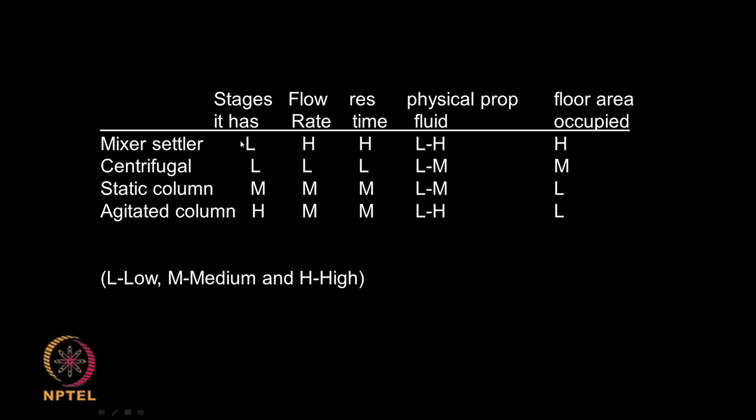So, you see some of them have advantages in stages, some of them have disadvantages in floor space occupied, some of them have advantages in residence time, some of them have advantages in flow throughput. So, depending upon the physicochemical properties of the solvent you use, the physicochemical properties of the broth, fermentation broth, and what you want to extract, you select whatever you want to do actually.